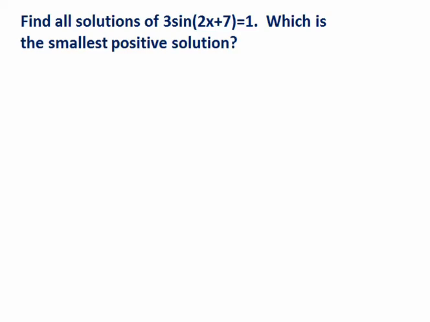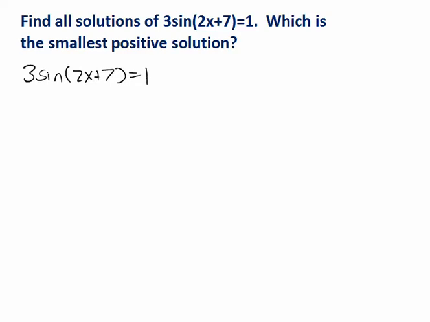Let's take a look at an example of solving a trigonometric equation like the one we have here: 3 times the sine of 2x plus 7 equals 1. So in this problem, we're going to find all the solutions of this equation, and then we're going to find just the smallest positive solution of this equation. Let's start by finding all solutions.